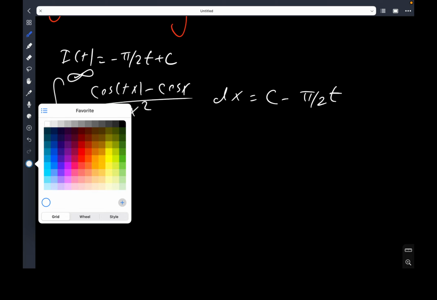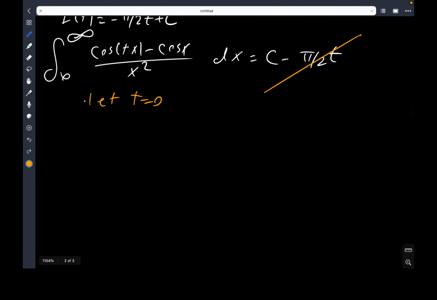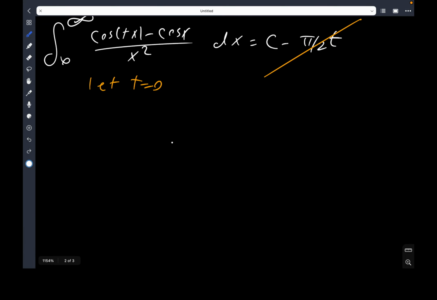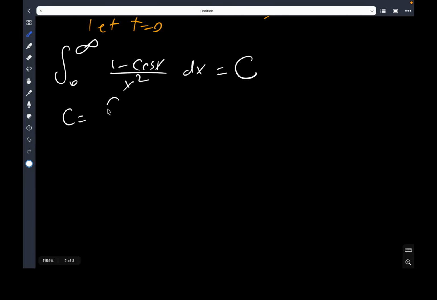And if I let t be equal to 0, this is going to go away. Cosine of 0 is going to be 1. Thus, I'm going to get the integral of 1 minus cosine x over x squared dx, which is equal to c. Now, I need to solve the integral from 0 to infinity of 1 minus cosine x over x squared dx.